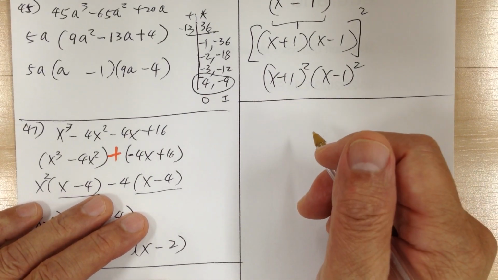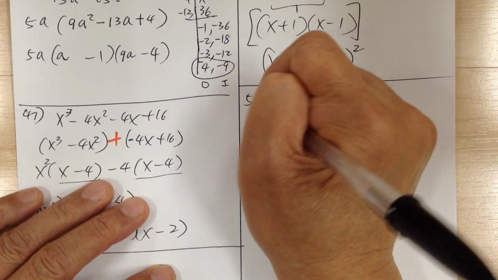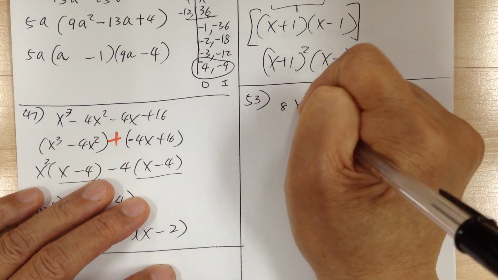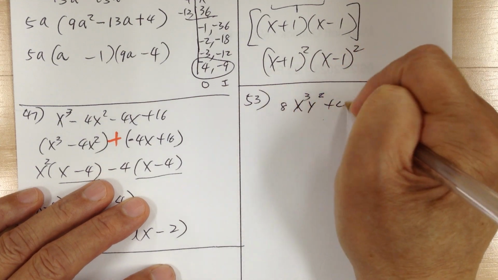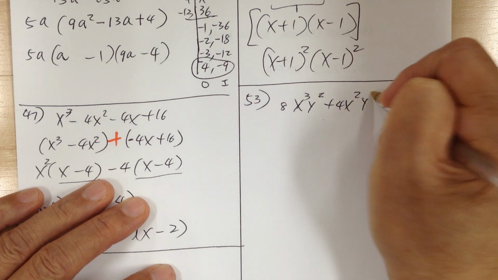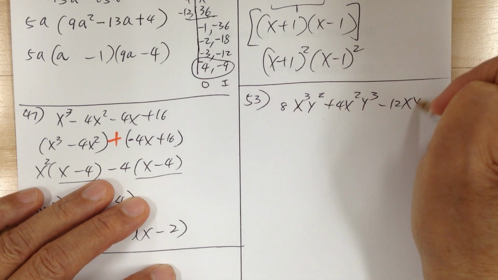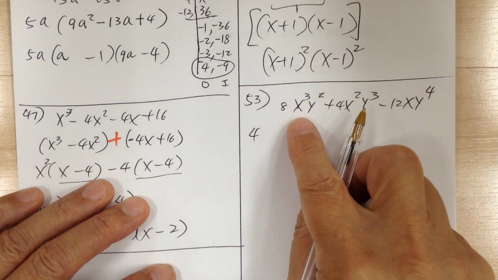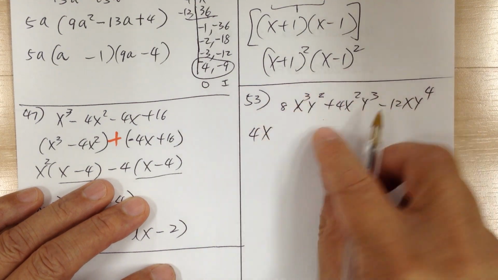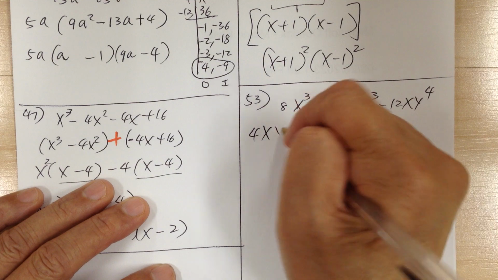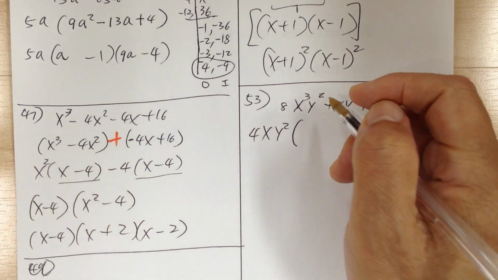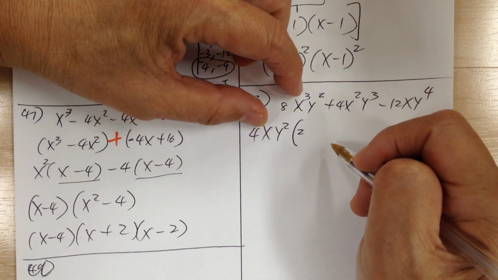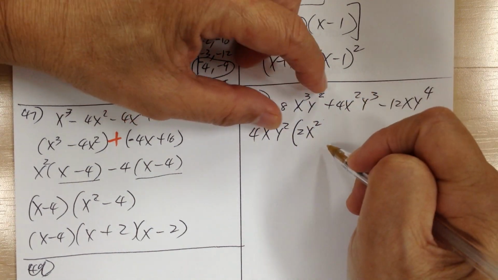Let's go to 53. You have 8x to the 3 y to the 2 plus 4x squared y to the 3 minus 12x y to the 4. So 8, 4, 12, you can factor out the 4, and the x, you can factor out the x, and for the y's, you can factor out the y squared. Let's see what we have left over. To get 8, I need 4 times 2, and to get the x, I need x squared, and this is gone.